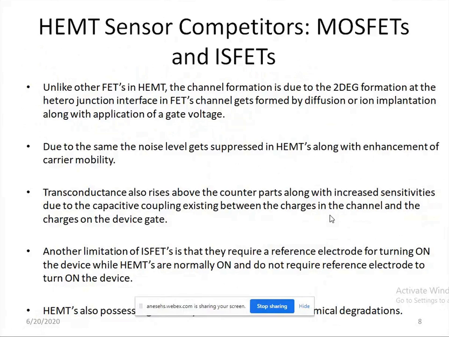But in the case of GaN HEMTs, it is normally an on device. So we do not require a reference electrode just to turn on the device. Rather, it is always an on device. So that is the first advantage of HEMT over MOSFETs and ISFETs.